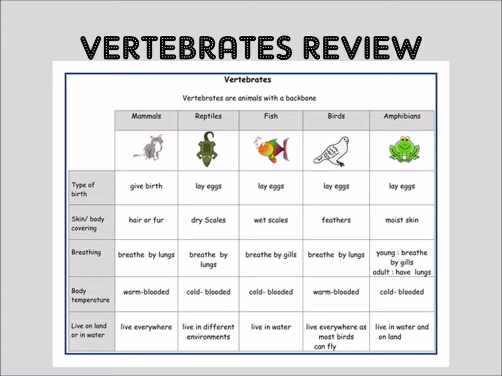Fish are oviparous animals. They lay eggs. Their body is covered with scales. They do not have lungs. They breathe using the gills. They are cold-blooded and they live in water.